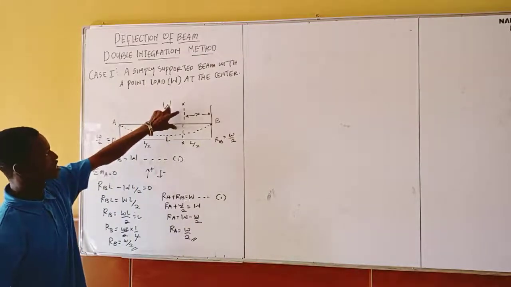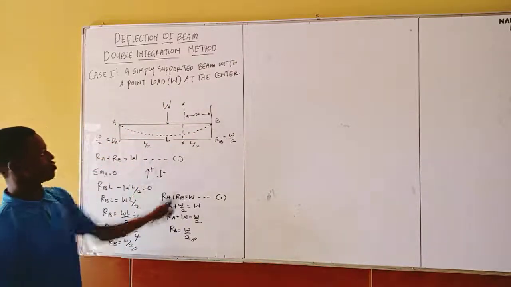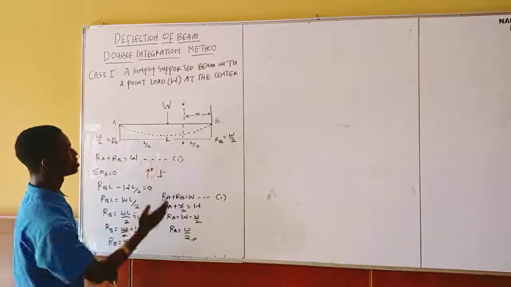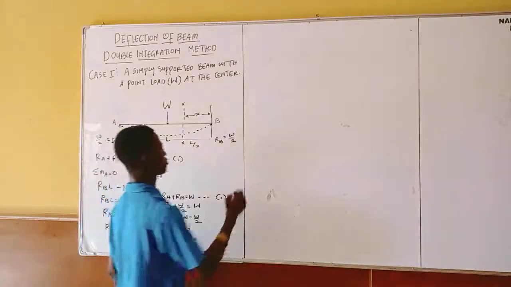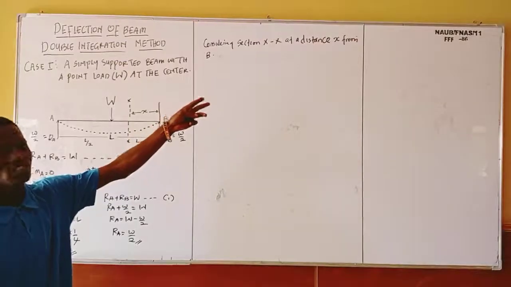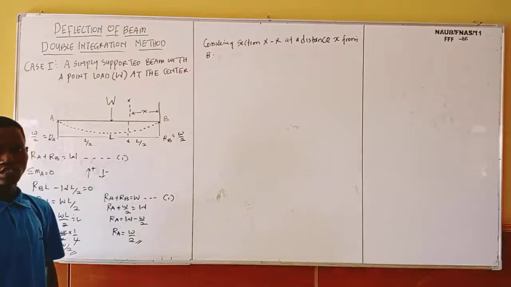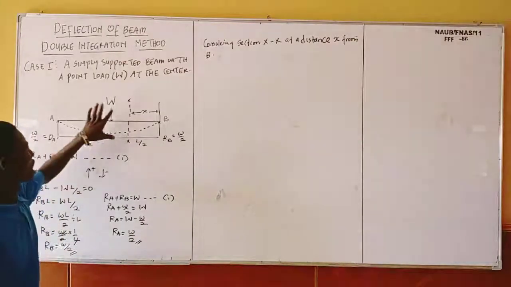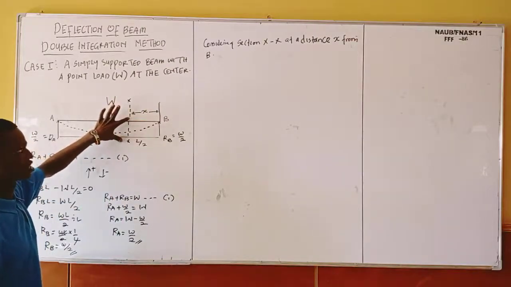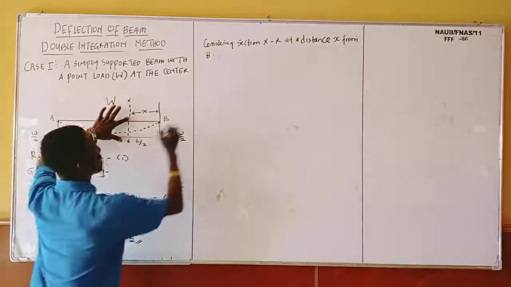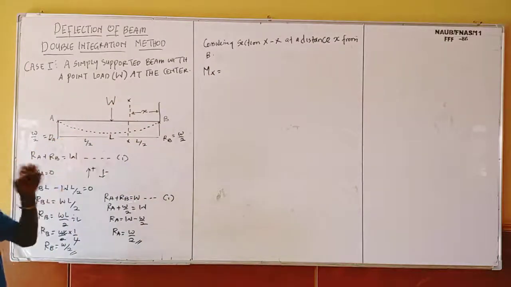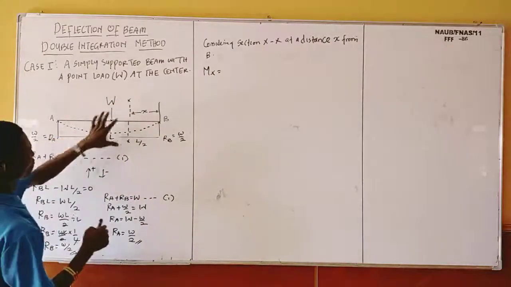But considering this section now at a distance X from B, you know, this is another end, B, you understand? Considering this section now at a distance X from B, so I need to calculate with my section XX now. So now, considering XX at a distance X from B, I've told you that moment is force times perpendicular distance. So I need to find moments at this point now. So moment at X. Moment at this section. So in this case now, I only have one force here.